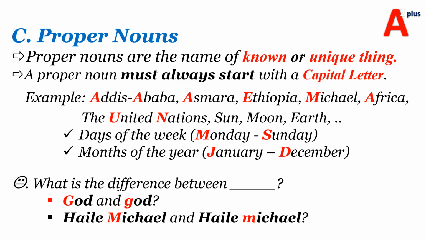The second one is Haile Mikael and Haile mikael. In the first one, M is capital letter, Mikael with a capital letter. In the second one, m is a small letter. The difference is that in the first one, Haile is his name and Mikael is his father's name. But in the second one, Haile Mikael is his name but his father's name is still to be mentioned. So a name, or a single person's name, should always start with a capital letter.